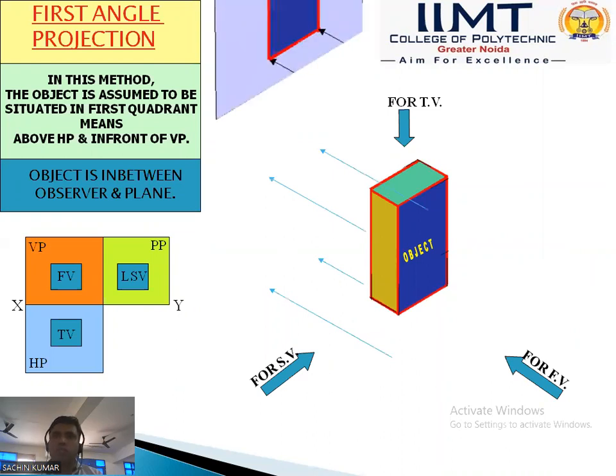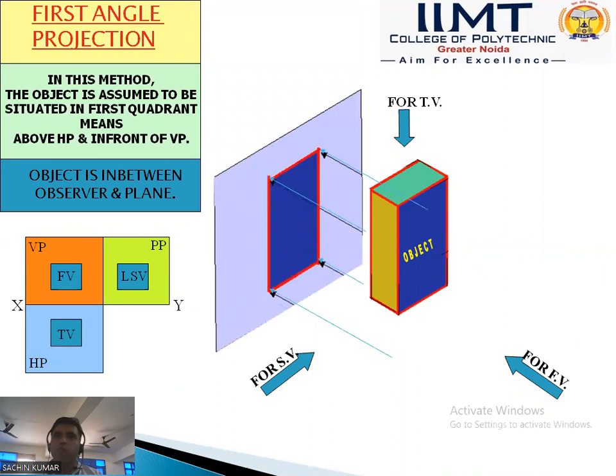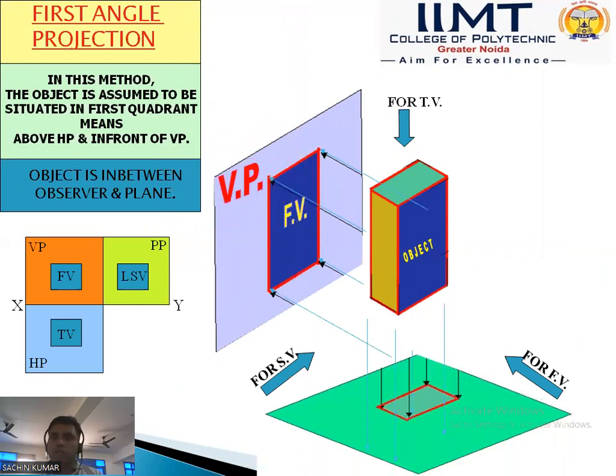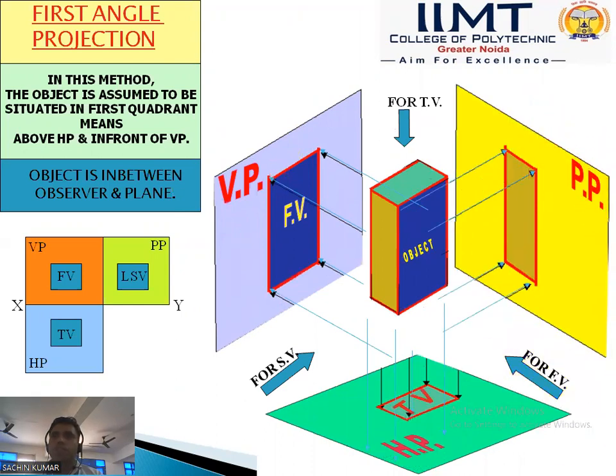The front view is projected on the vertical plane. If we see the object in the front view, it has a rectangular shape on the vertical plane. Then the top view goes to the horizontal plane, and the side view goes to the profile plane.